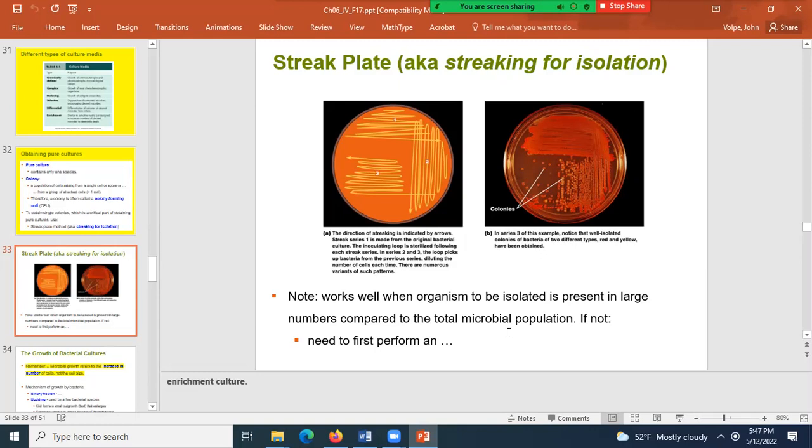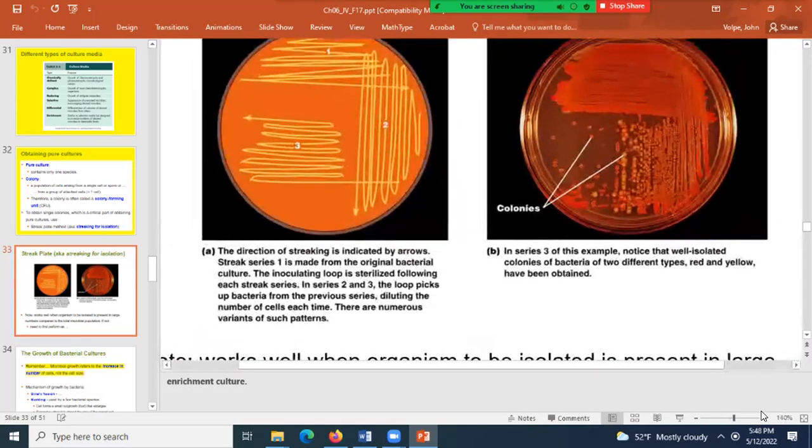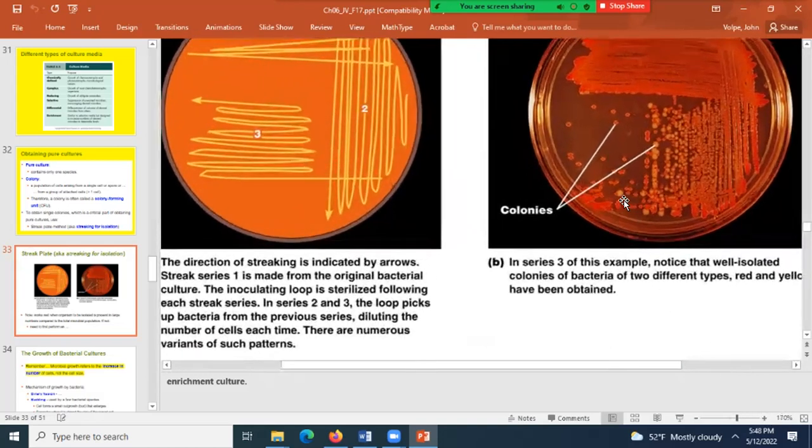Streaking for colony isolation is very good if the organism you're looking for is high in frequency in the population. If it's really rare in the population, you should grow it in an enrichment media before you streak out for colony isolation. And as you can see here, when we streaked out the cells, we saw that we had a mixed culture. There are mostly red colonies, but there are a few yellow colonies. Okay.